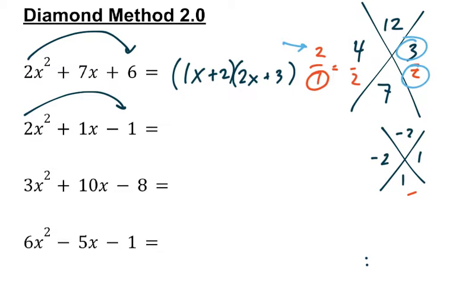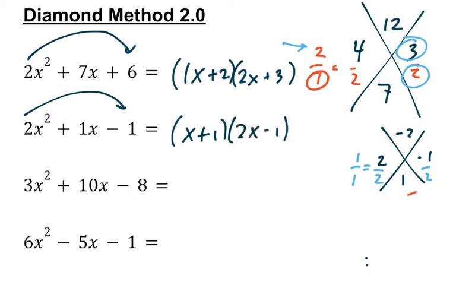Did I do anything wrong? Negative 2 times positive 1. It sure is negative 2, but it doesn't add to positive 1. So I need to change that. It actually needs to become a positive 2 and a negative 1. So I'm going to make this a positive 2 and then negative 1. And then again, because I multiplied by 2, I need to divide by 2 and then simplify our fractions. On the left side, we get 1 over 1 and then negative 1 over 2 for the next. So that becomes x plus 1 and then 2x minus 1.